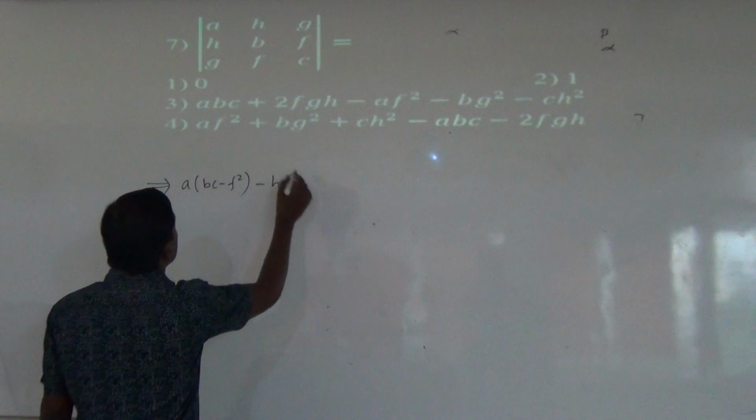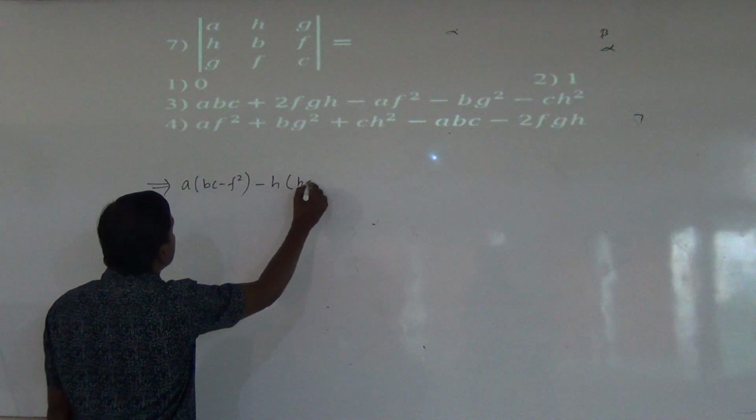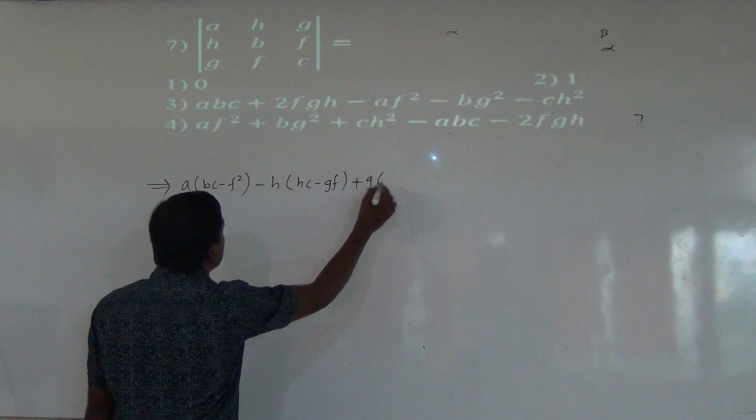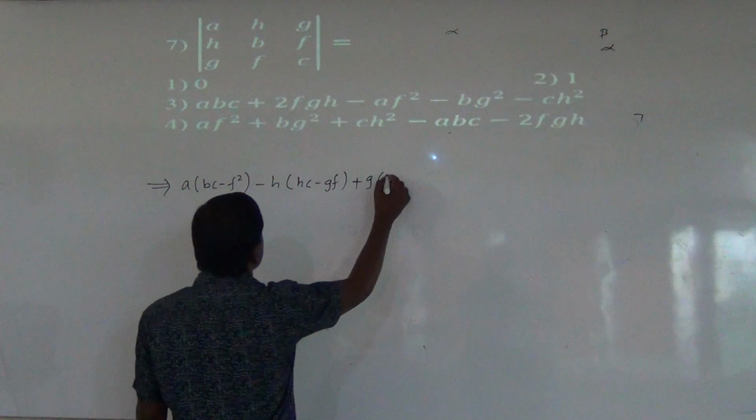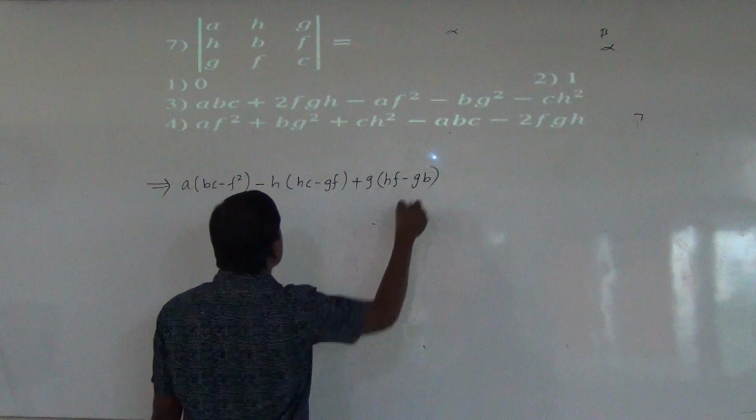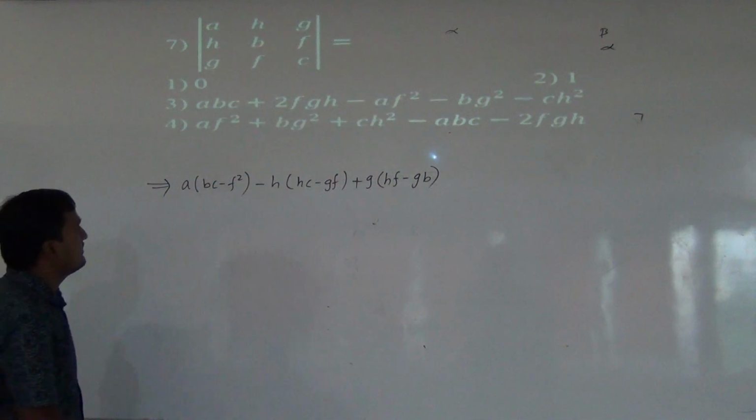minus H into, you have to leave the first row and second column, so here it is (HC minus GF), plus G into, you have to leave the first row and third column, so this becomes (HF minus GB). So this is the answer. Now simplify this one.